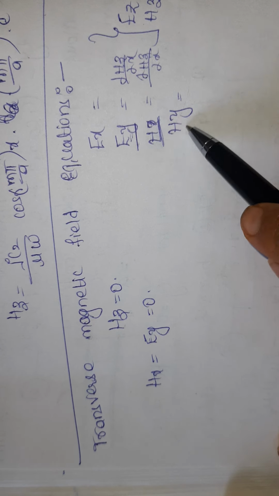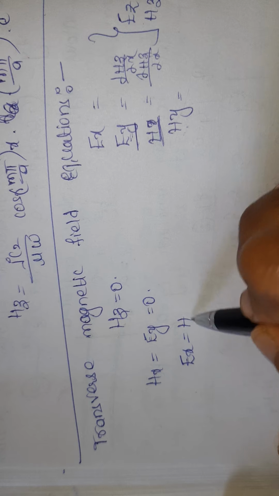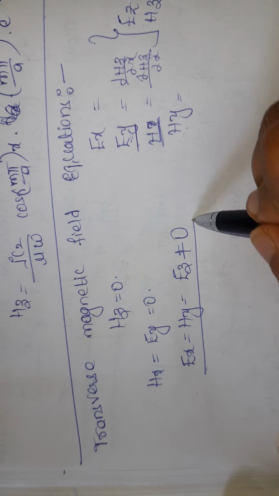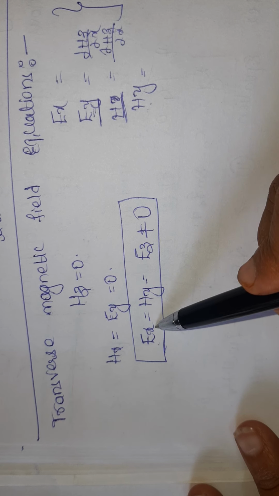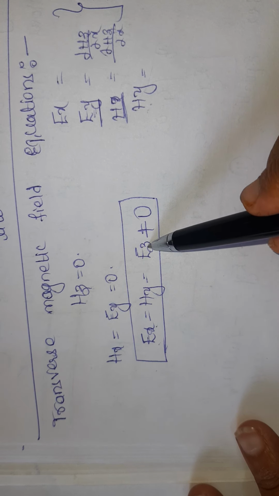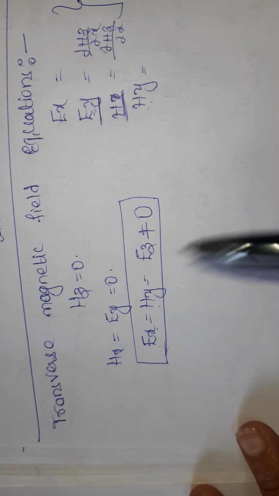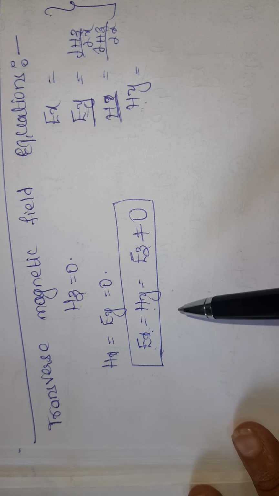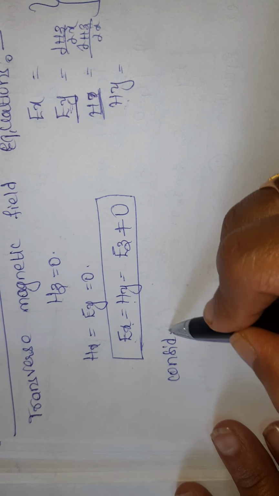And what are the components not equal to 0? Ex, Hy, and similarly Ez. These are the three components not equal to 0: electric field along the x direction and z direction, and magnetic field along the y direction. Now we have to derive the expression for these three components. So you have to consider the same procedure.